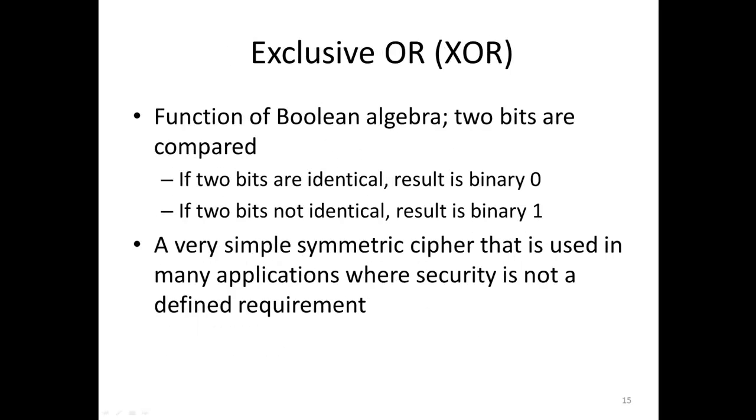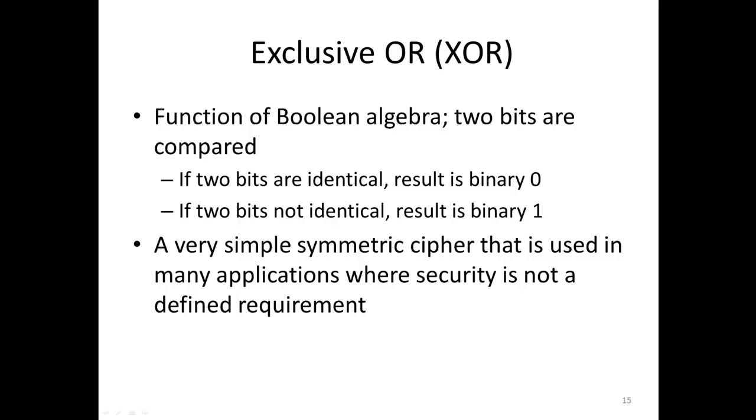And then finally, we'll talk a little bit about the exclusive OR function, or XOR function, and this is Boolean algebra. Two bits are compared. If two bits are identical, the result is a binary 0, and of course bits can only be represented by 2 digits, 0 or 1. It's either on or off.